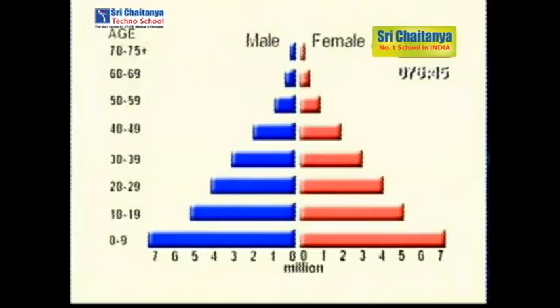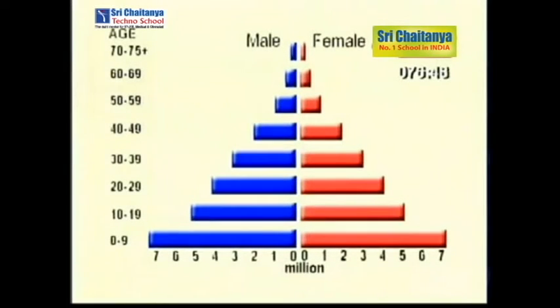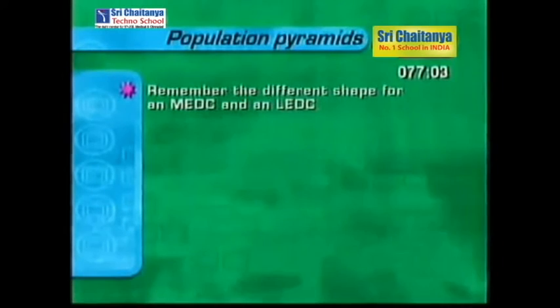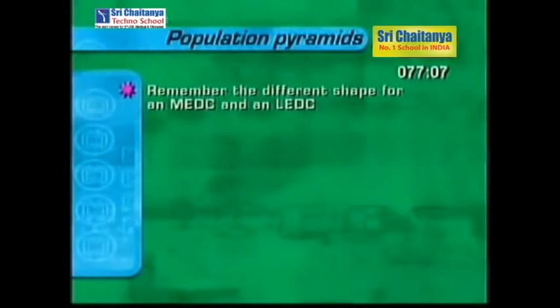A population pyramid is a type of graph. It's actually 2 bar charts standing back to back that show the relative ages and makeup of a population. From them you can see how young or old a population is and how many are male or female. Watch the next clip and look out for the shape of a population pyramid for an MEDC and an LEDC.